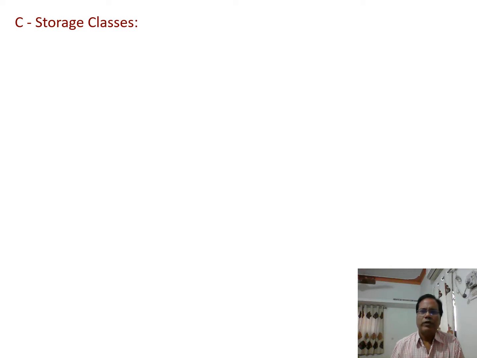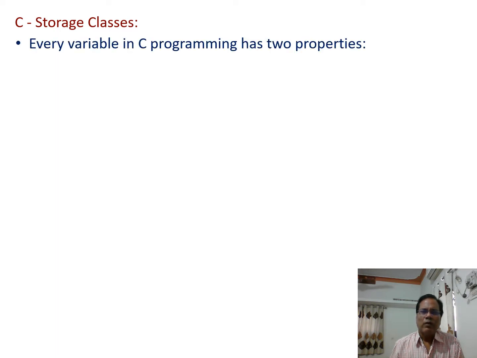Hello friends, today we are going to discuss C storage classes. Now we are familiar that every variable in C programming has two properties, type and storage class.